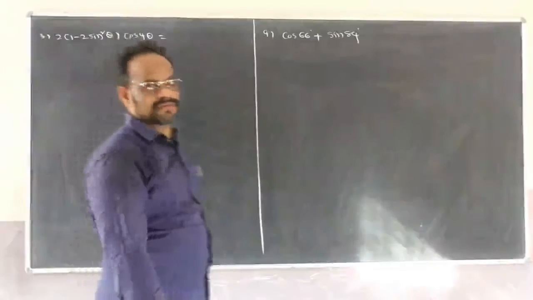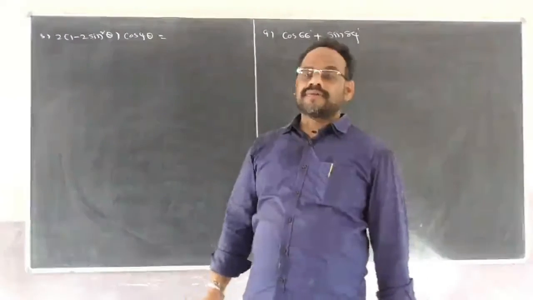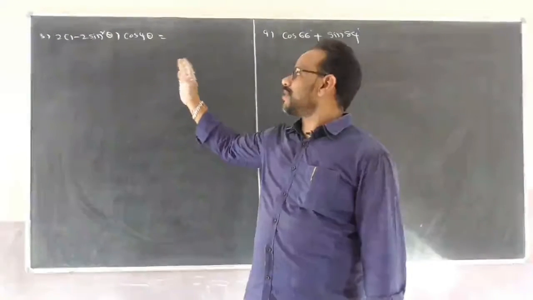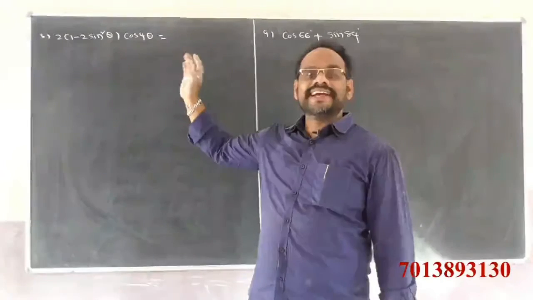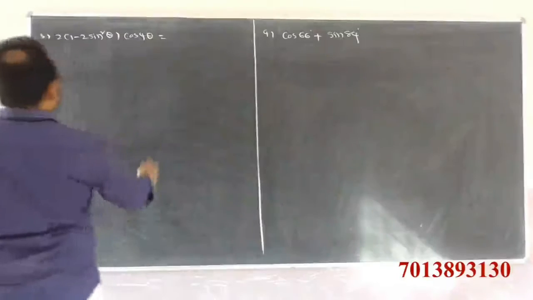Next problem, that is the third problem. 2 times of 1 minus 2 sin square theta into cos 4 theta, the value we want. Observe here.